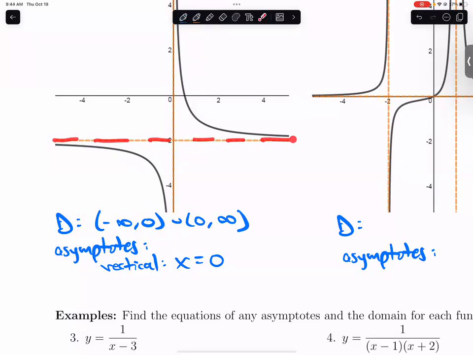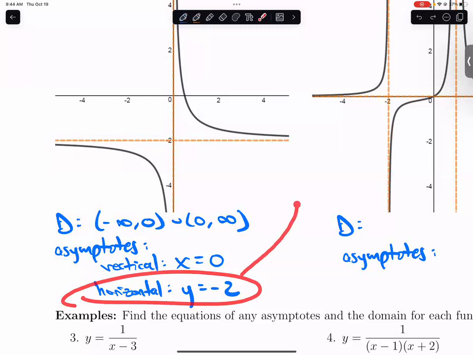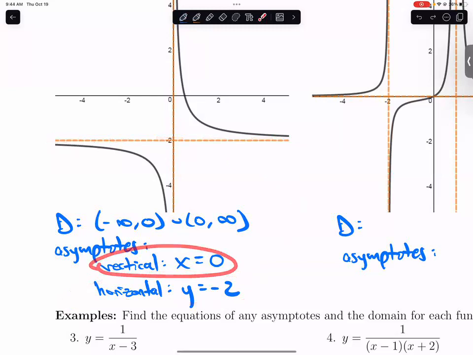There's a horizontal asymptote. Where, Micah? At -2. It's a horizontal line, so y equals -2. That is this. The vertical one is this.